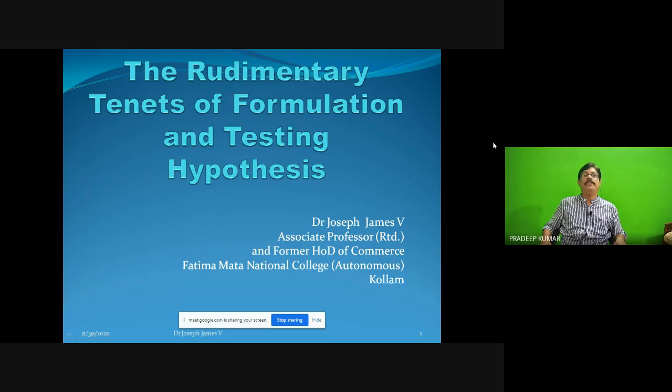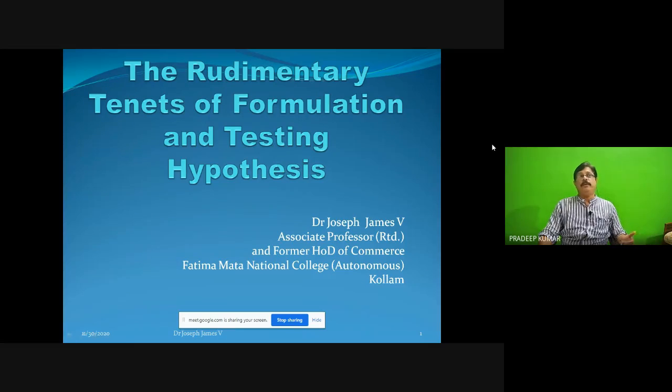The first one was on the topic academic writing basics. The session was handled by Dr. Saji TG, Associate Professor, School of Management Studies, Cochin University. The second session was handled by Dr. P.N. Harikumar, Professor of University of Kerala in School of Business Management and Legal Studies. The topic was sample size determination. And the last session was handled by Dr. Binu R., Assistant Professor, Government College, Attingal, on the topic research design basics.